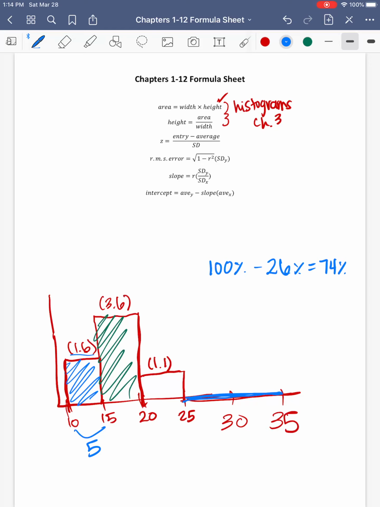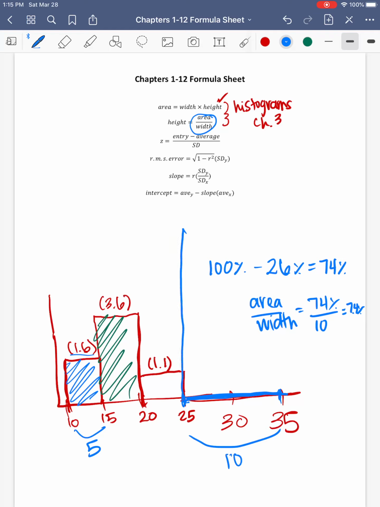So if I want to know the height for the bin that goes with this section, we're looking for the height. So the formula is area divided by width. So I'm going to do the area divided by the width. We know the area has to be 74% because that's what's missing. The width is 10 because we're going from 25 to 35. That's a width of 10. So that leaves us with 7.4%. So this bin has to be 7.4% tall.